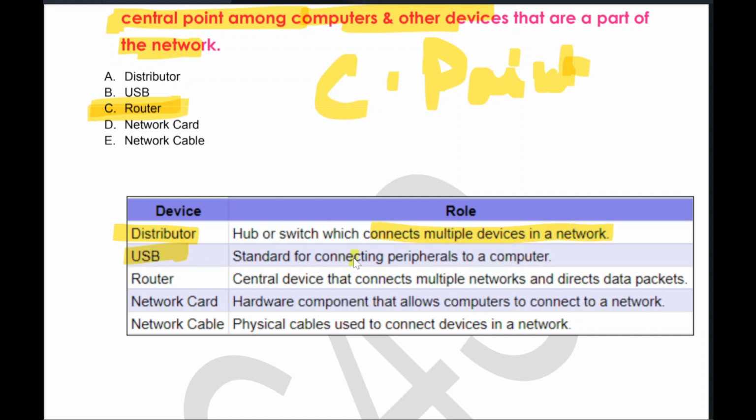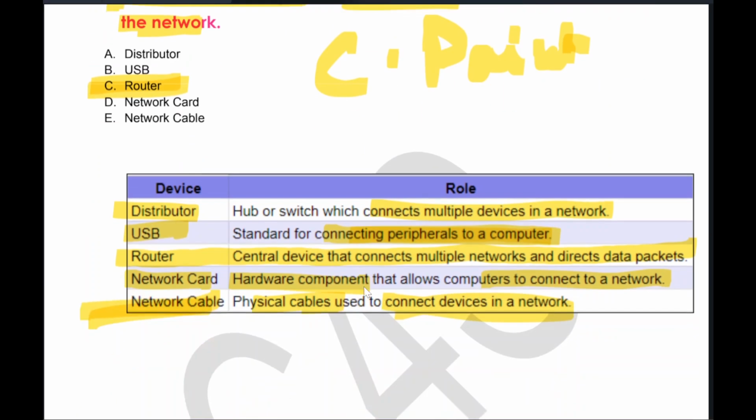USB is the standard for connecting peripherals to the computer. We have already seen this. Then we have router, that is a central device that connects multiple networks and directs data packets. Then we have network card, a hardware component that allows a computer to connect to a network. Then we have network cable, a physical cable used to connect devices in the network. These are simple.